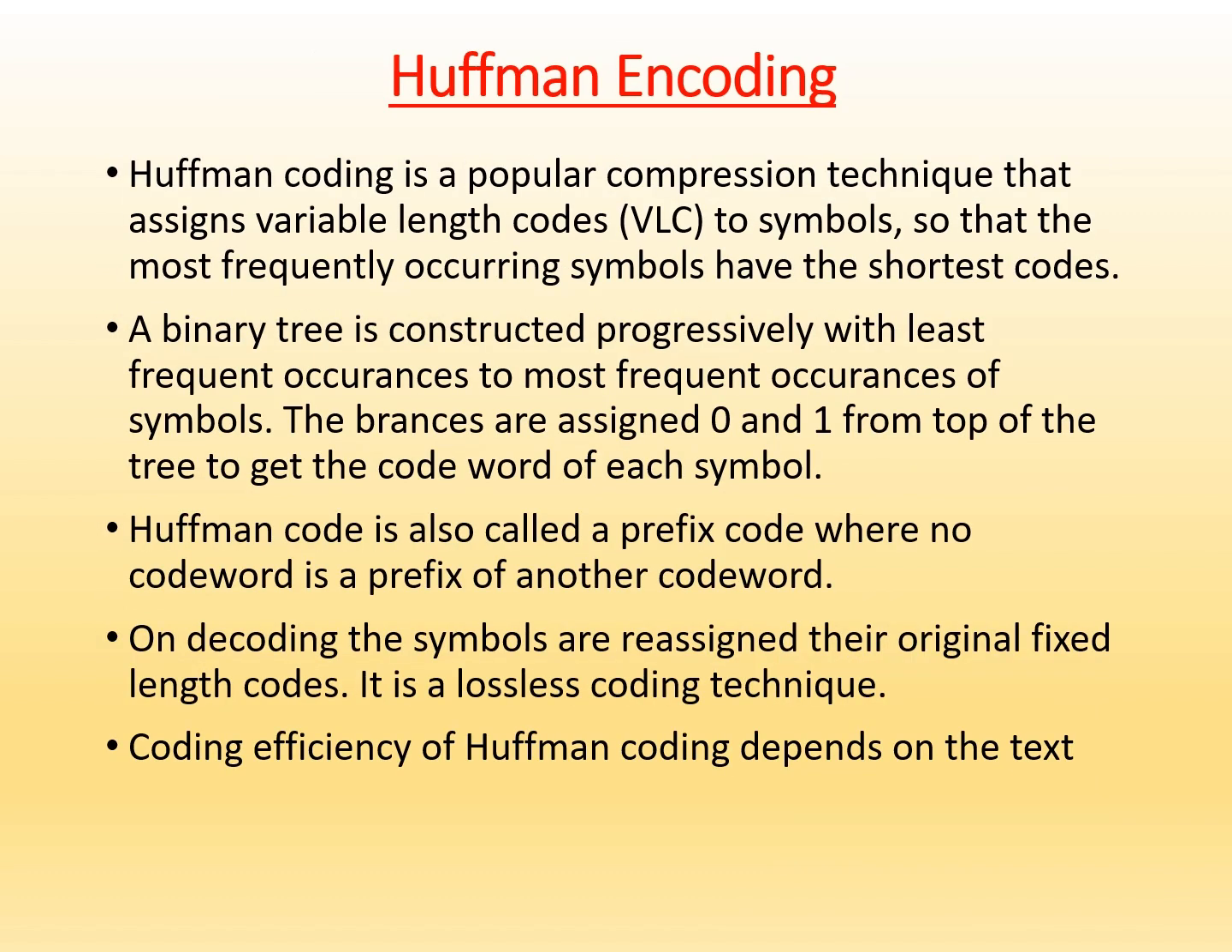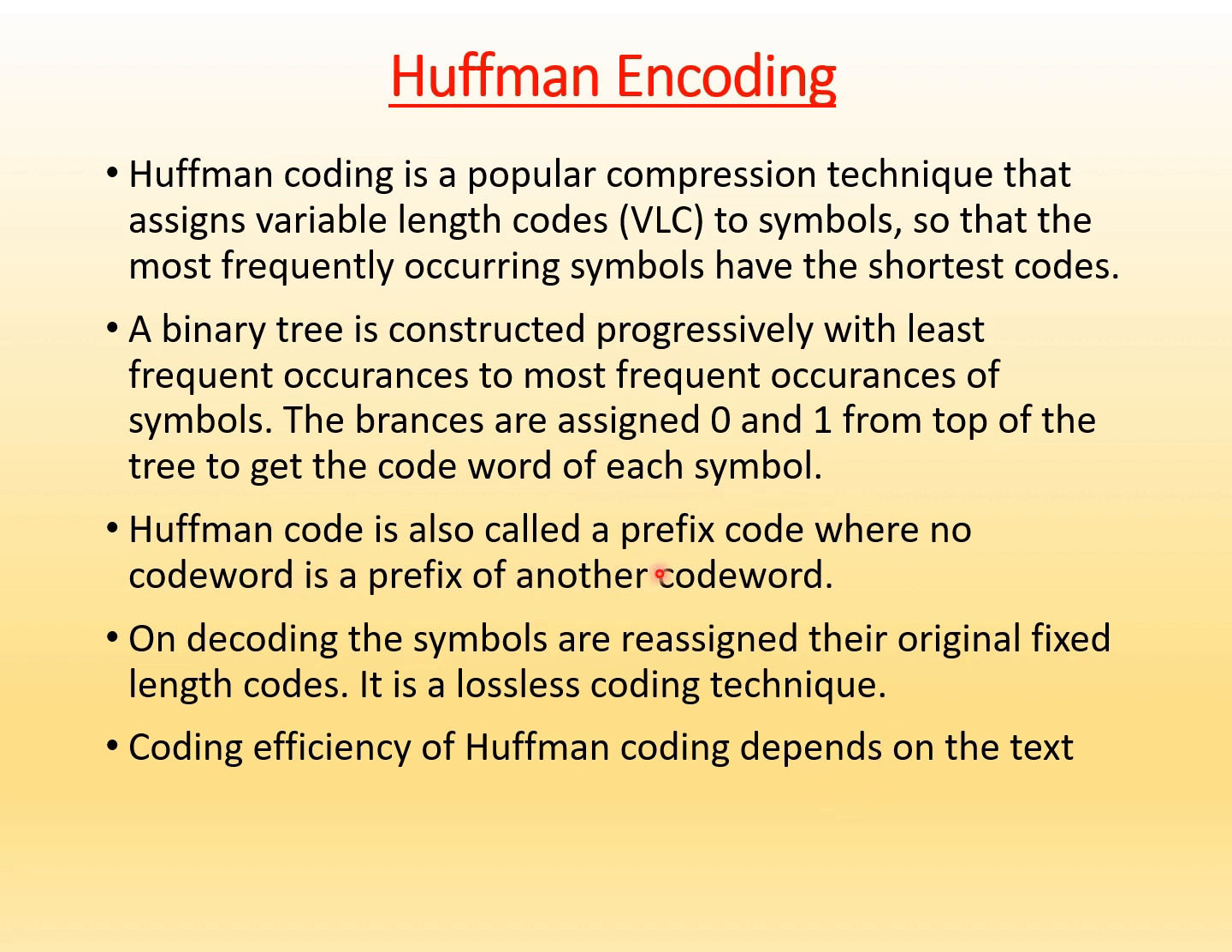The last coding algorithm that I am covering in this lecture is Huffman encoding. It is a variable length encoding. Huffman coding is a popular compression technique that assigns variable length codes to symbols so that the most frequently occurring symbols have the shortest code. And to get those codes, a binary tree is constructed progressively from the least frequent to the most frequent occurrences of symbols. The branches are assigned 0 and 1 from the top of the tree to get the code word. I'm going to show you with an example.